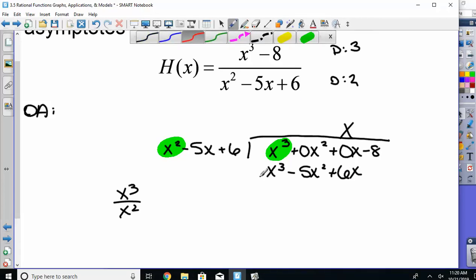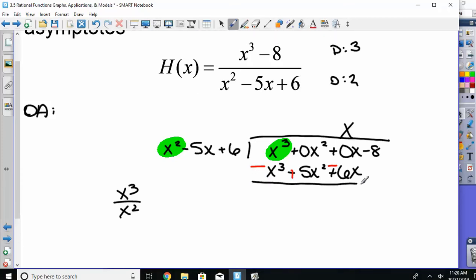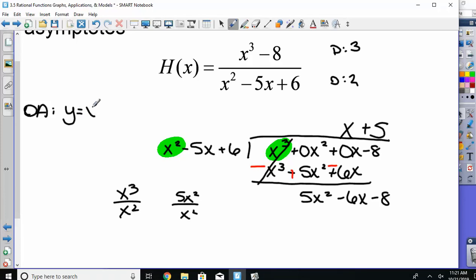Change our signs. Drop, so we get a 5x squared minus 6x minus 8. So now divide 5x squared over x squared and you get 5. That's all we need. So oblique asymptote is y equals x plus 5.